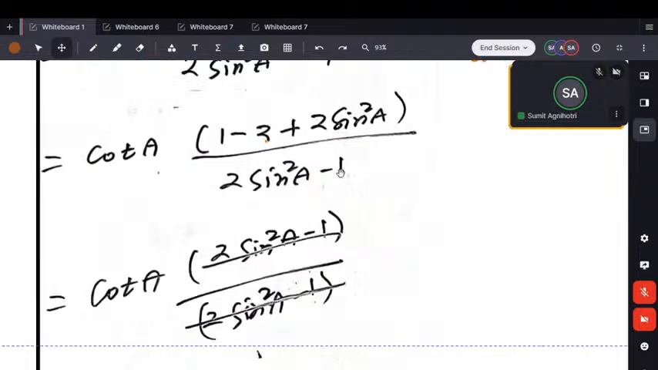Then we have the next step to follow, that is cot A is here. 1 minus 2 is going to be minus 1, that I have written here, and 2 sin square A. And in this way we have cot A and 2 sin square A minus 1 in numerator as well as in denominator, that can be cancelled, and finally we have cot A in our answer, which is actually RHS as well, and hence we can say that it is proved. Are you okay with this?